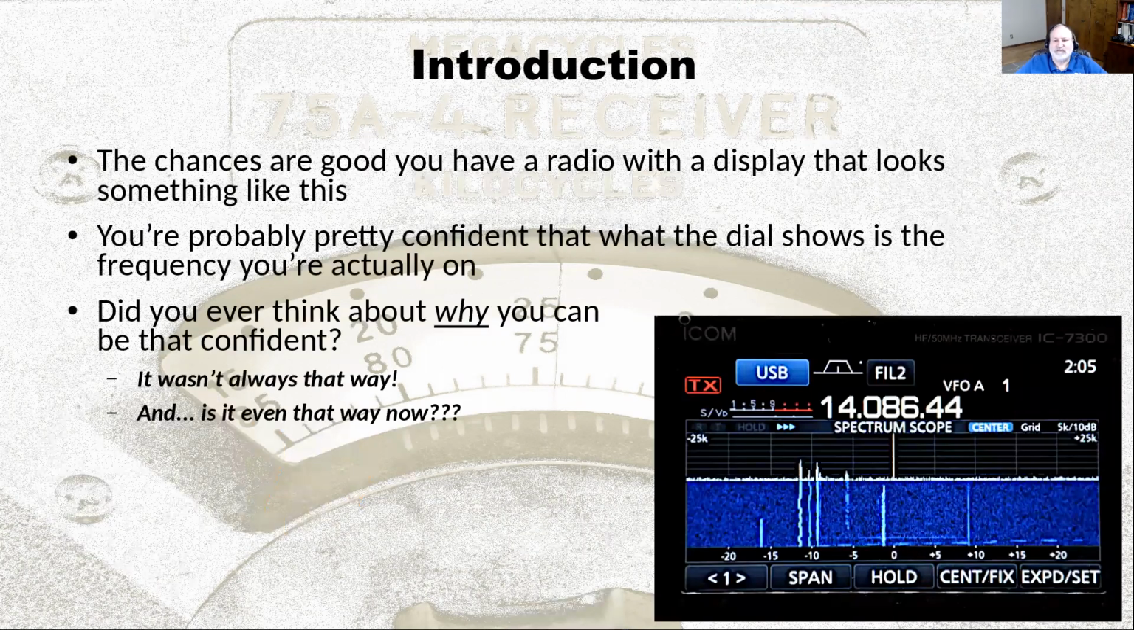If you have an HF rig, the chances are good that it looks at least something like this, and in particular that it has a digital frequency display. This one is showing a frequency in the 20-meter band, and it has a resolution of 10 hertz. Your rig might have 100 hertz, or it might even have 1 hertz.